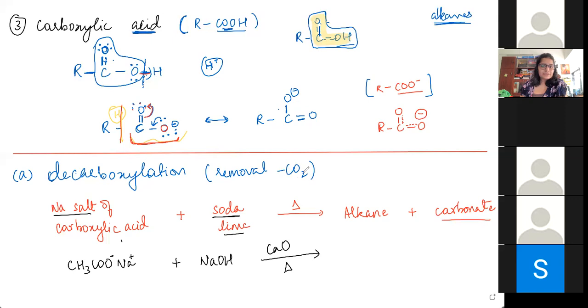Now, because we are removing CO2, what alkane will you get here? Will you get methane or ethane? Methane. Methane, one carbon, CH4. So that's what the whole deal is about. We are decarboxylating this. We are removing the whole CO2 part of it. So only this will get converted to alkane. So you get CH4, and in this case, since we are heating with this, we get Na2CO3, sodium carbonate.